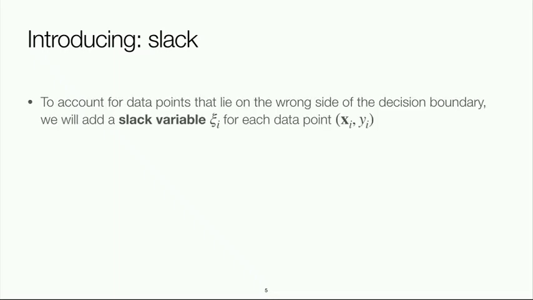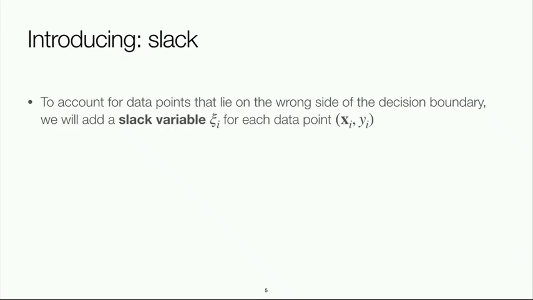Specifically, we're going to do the following. We're going to account for data points that lie on the wrong side of my decision boundary by having a slack variable, which I call xi. This is that Greek letter, pronounced xi. In my opinion, it's the worst Greek letter because it's really hard to write, but that's a story for another time. So it's a slack variable xi that we have for every single data point (x_i, y_i).